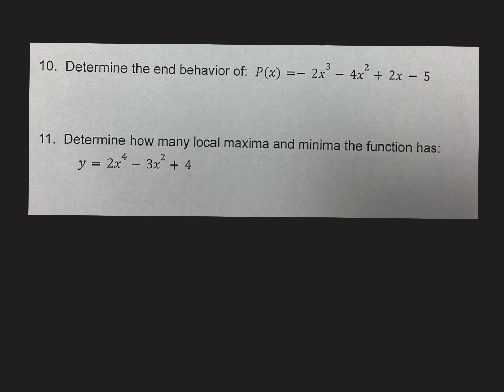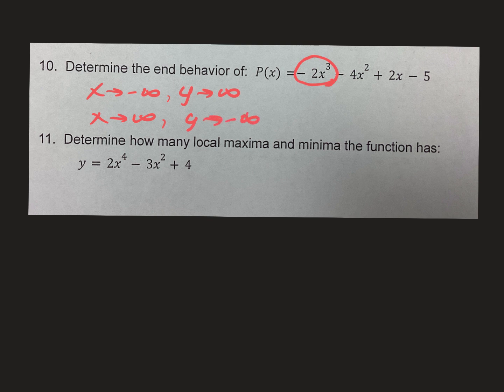Number 10, determine end behavior. You can always start these off by going x is going to the negative, which means left, and x is going right. Okay, I'm looking at my leading coefficient, or leading term. It's odd negative. Odd negative means up, left, down, right. So up, left, and down, right. Sorry, they're doing that one.